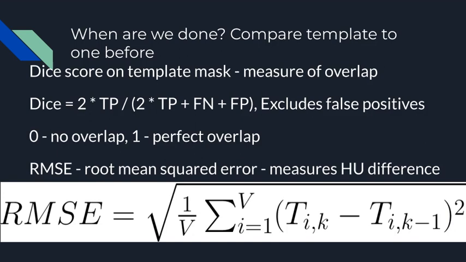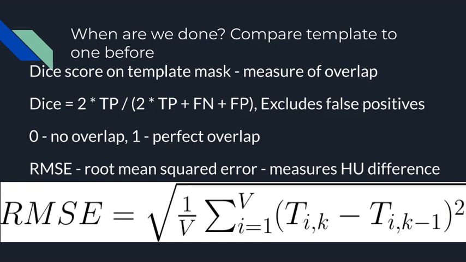We use two measures, the dice similarity coefficient and root mean squared error, or RMSE. We thresholded the template for values greater than 0 to get a template mask. We then compared this mask to the one from the previous iteration to get a dice score, which measures overlap. A value of 0 indicates no overlap, and 1 indicates perfect overlap. This allows us to estimate how the shape of the brain and brain surface are changing with each iteration.